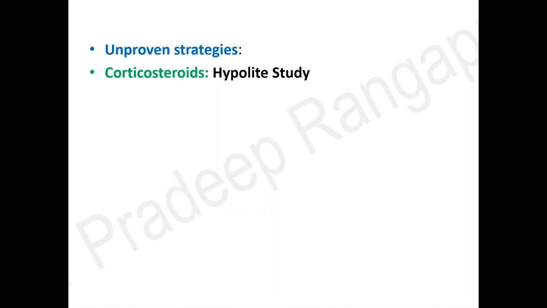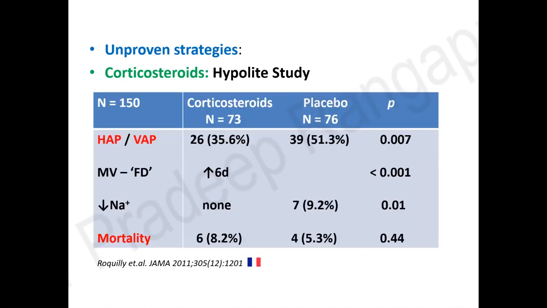So this was a very interesting study which we discussed some time ago, in trauma patients called the Hippolyte study. This was polytrauma patients who got corticosteroids. There were 150 patients with polytrauma, 73 got corticosteroids and 76 placebo. This study showed use of corticosteroids in polytrauma patients reduced the risk of them developing VAP. It was 35.6% as compared to 51.3%.